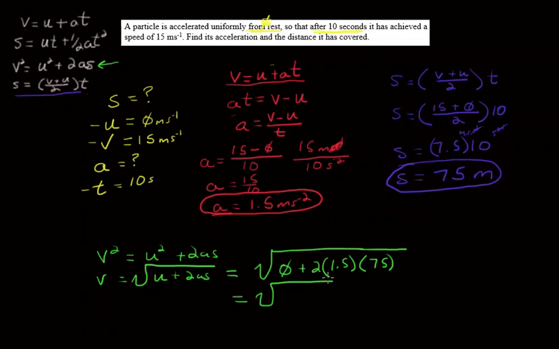Well, we actually don't even need our calculator for this. 2 times 1.5 is 3. 75 plus 75 is 150, plus 75 is 225. And guess what the square root of 225 is? It's 15. So because that worked out, we know that we got the right two answers.